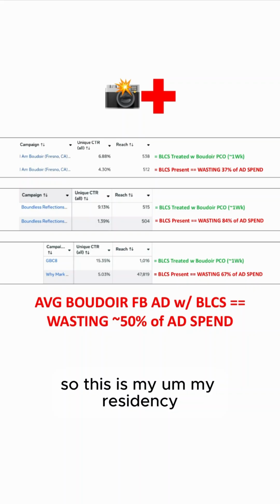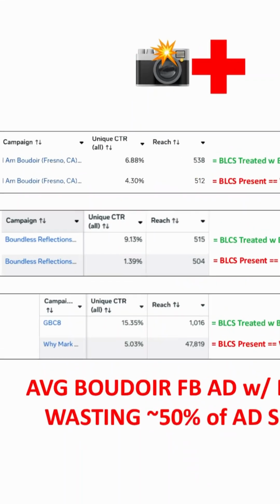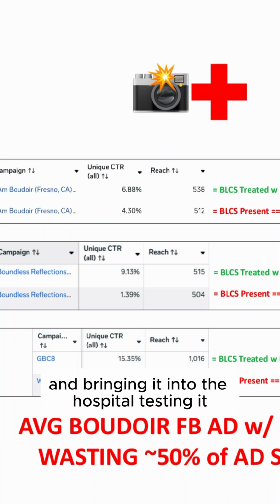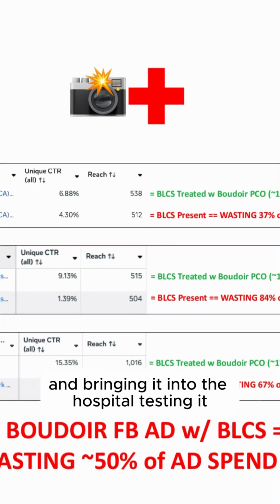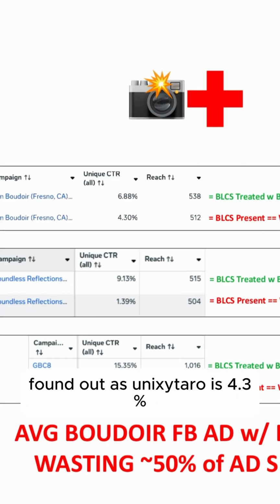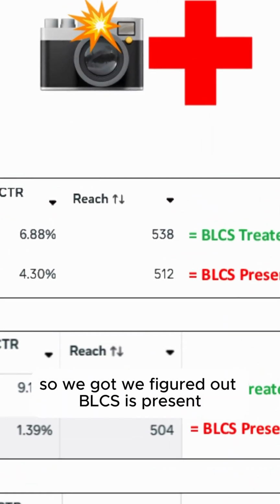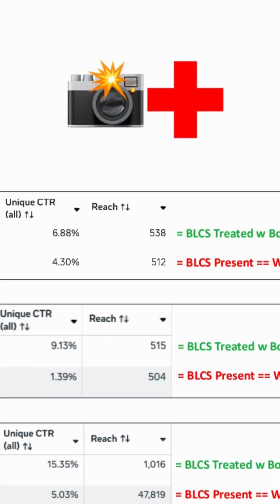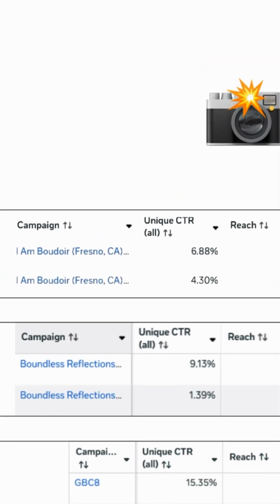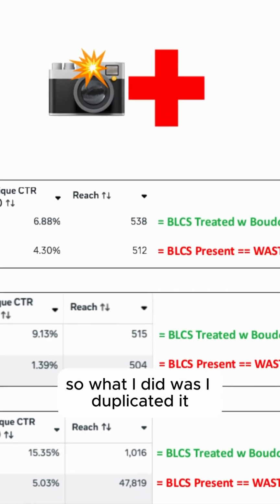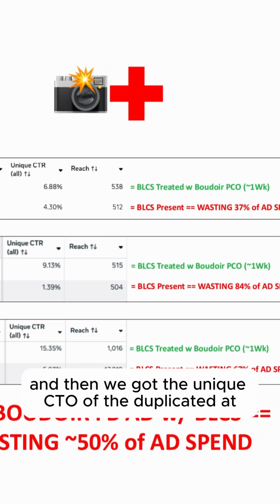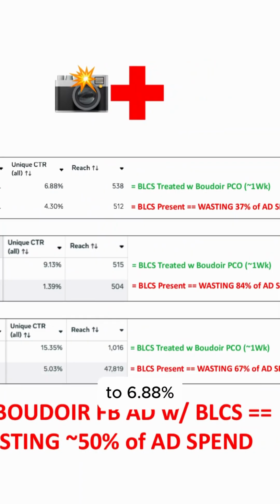So this is my residency, my history with that. First part of my residency: finding a Boudoir Facebook ad out there and bringing it into the hospital, testing it. The first one I brought in, I found its unique CTR was 4.3%. So we figured out BLCS is present because its unique CTR is under 6%. So what I did was I duplicated it, treated it with Boudoir Pico, which takes about a week, and then we got the unique CTR of the duplicated ad to 6.88%.